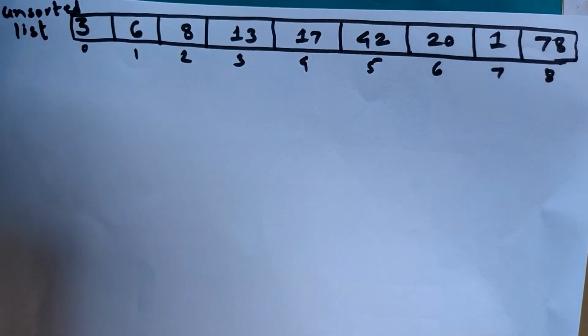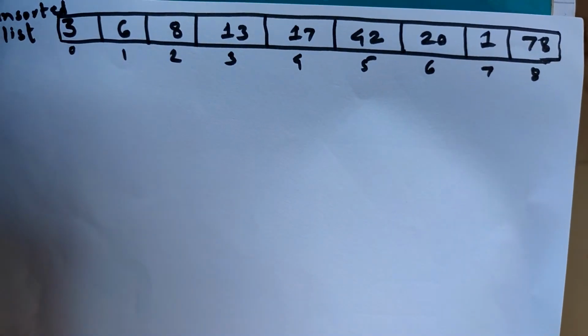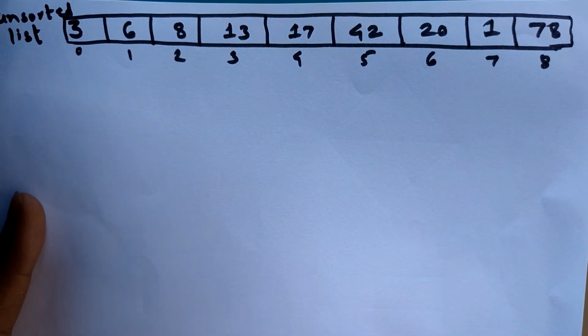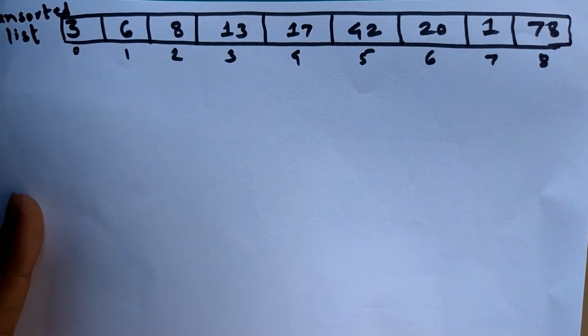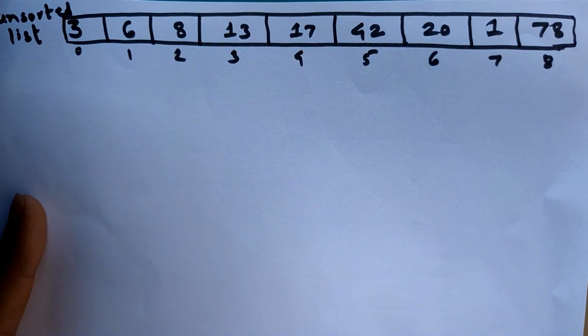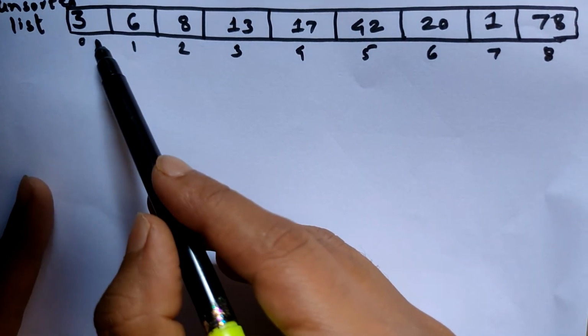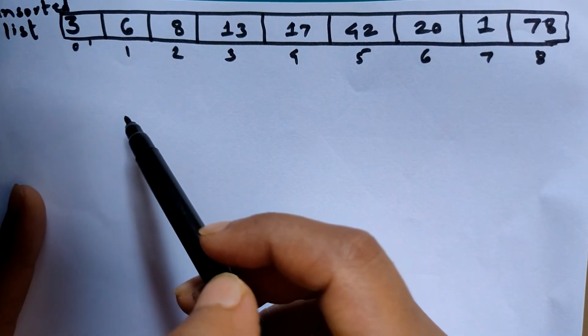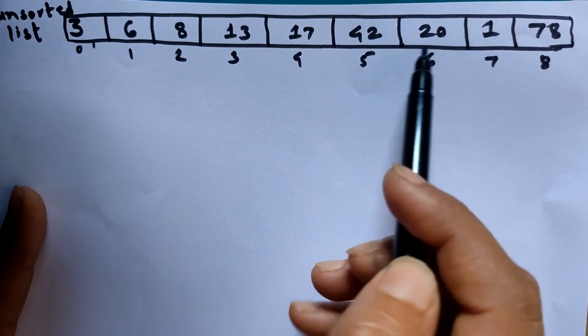Okay, so this is the list. Now look at this: 3, 6, 8, 13, 17, 42, 21 and 78. Okay, now what is the first element? It is 3, right? And then what we have to find out? A minimum value. Which is the minimum value in this?